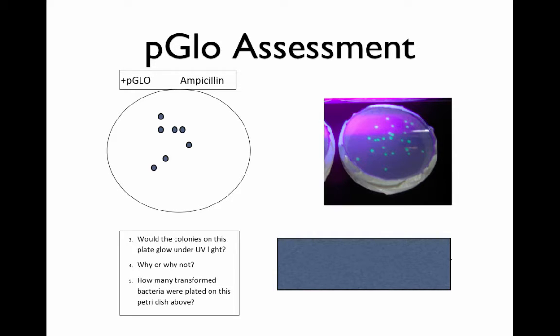For assessment of a pGLO lab, you can provide simulated colonies in labeled petri dishes as you see here. This is a representation of a petri dish containing the pGLO plasmid and ampicillin. The students answer the 3 questions below. Pause the video as you answer them yourself.